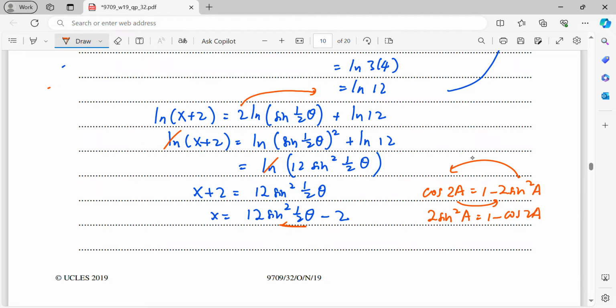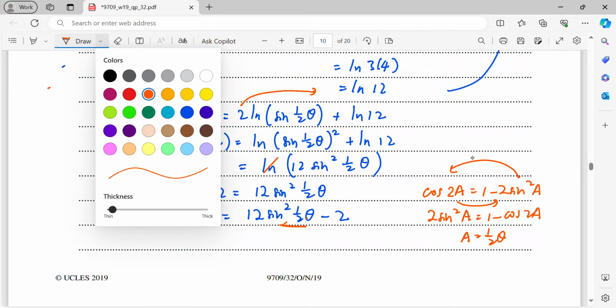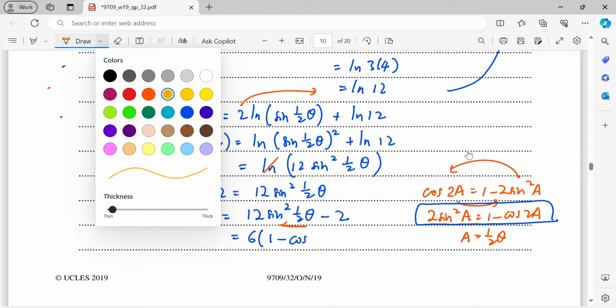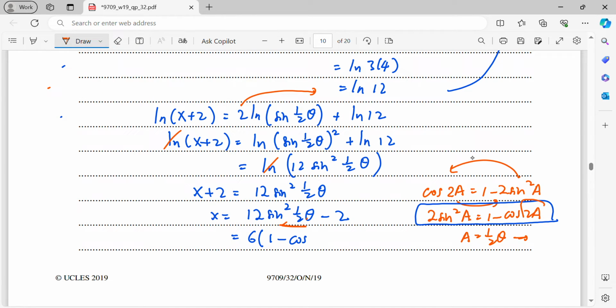Okay, so then I compare. My a is half theta. This 12 is basically 6 times 2, so it will be 6 times this whole expression. Then I will get 1 minus cos. A is half theta, which means now my 2a, because I need 2a, will be 1 theta. So I will just directly change to 1 theta, then minus 2. And now when you open the bracket, that is 6 minus 6 cos theta minus 2.